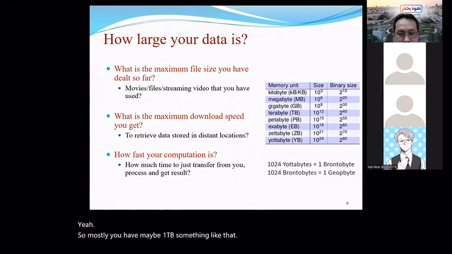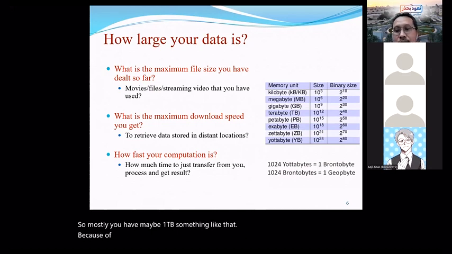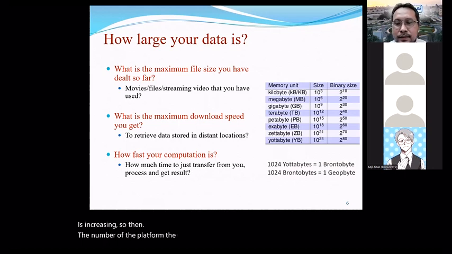Because file size is increasing, the number of platforms, communication, media, software, applications, and so on are also increasing. So that's why the minimum size of your hard drive should be 500 GB and above.